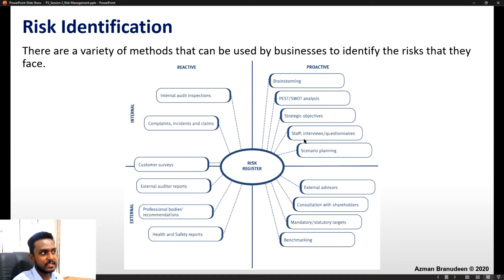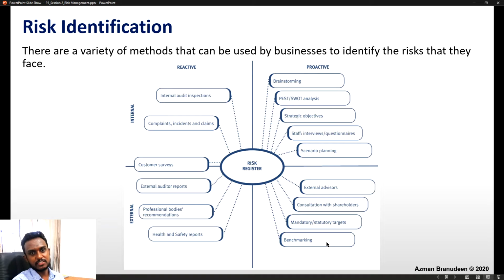On the other hand, you have internal techniques that you can do within the company, related to the internal environment, and external sources and circumstances that you tap into. Starting with proactive internal methods, you have brainstorming, PEST analysis, SWOT analysis, objective and strategic choice discussions, staff interviews and questionnaires, and scenario planning. All can be proactive internal techniques. Proactive external techniques could be reaching out to external advisors, consultation with shareholders, mandatory and statutory target setting, benchmarking, etc.